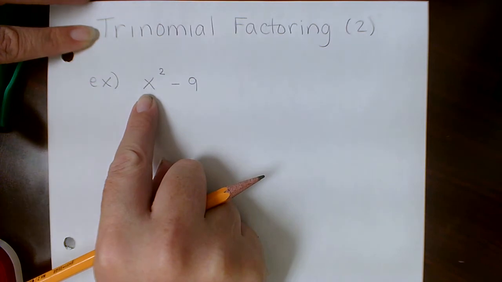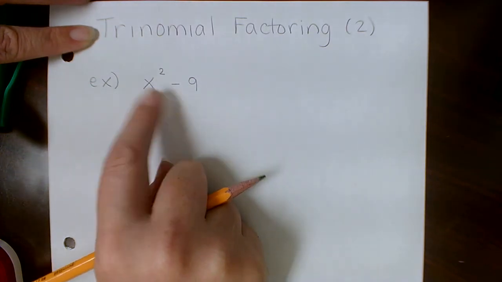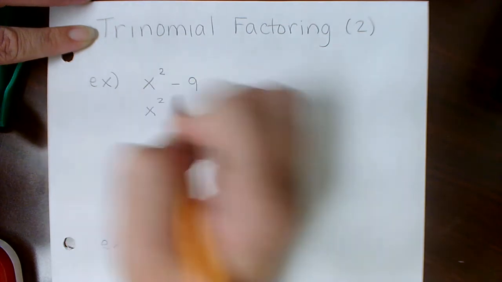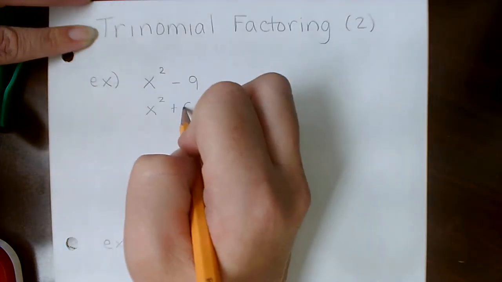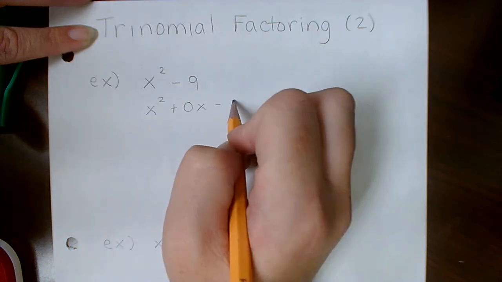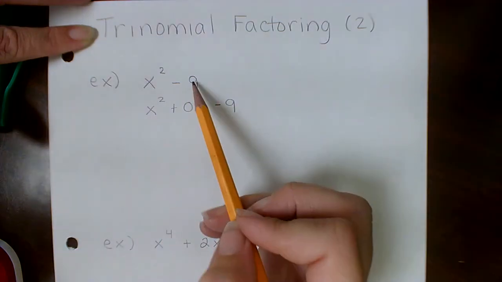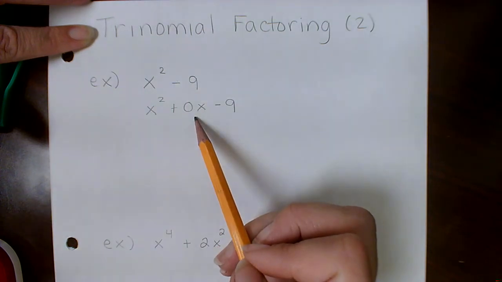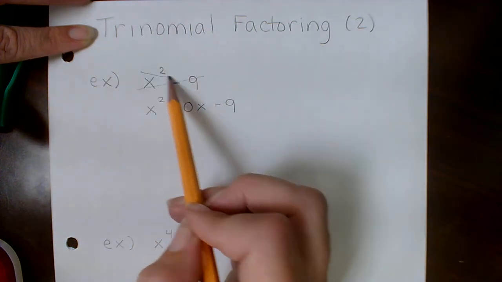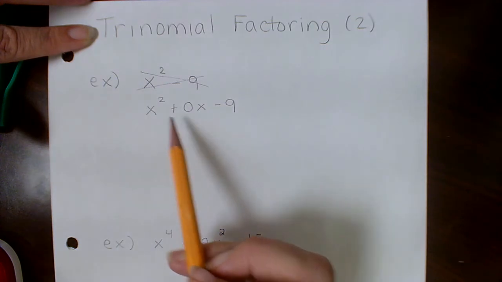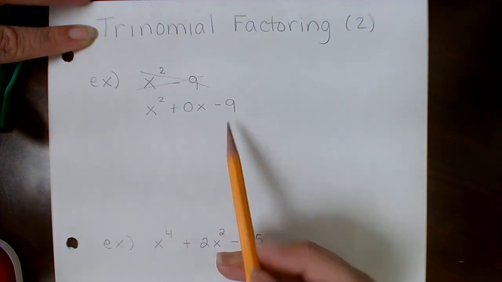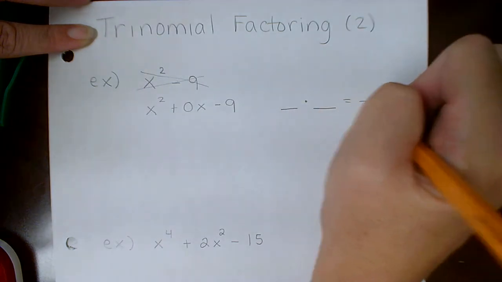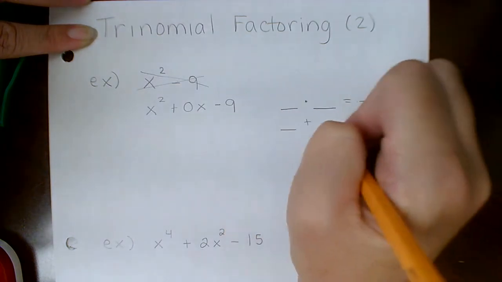Well, it just so happens that we're missing the middle term here. If we were to write it out as a true polynomial, there would actually be an x squared, a 0x, and a minus 9. So these are the same thing. The difference is this has 2 terms and this one now has 3. So we're going to ignore this and focus our attention down here because this is now a trinomial. And we know that trinomials have to multiply to be the back number and add to be the middle number.